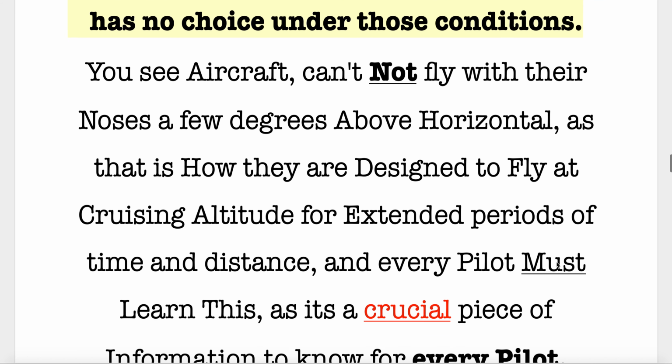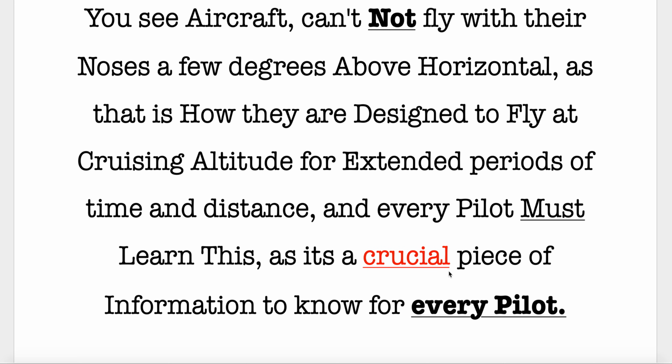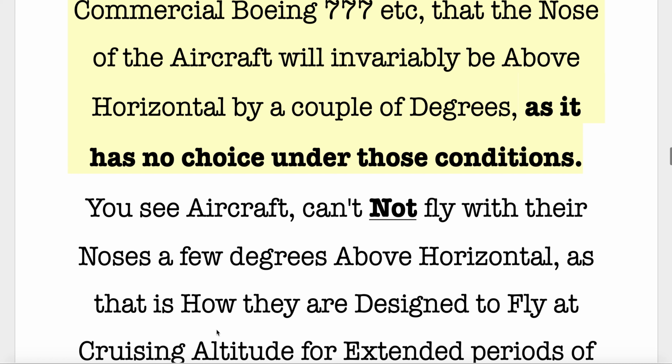And every pilot must learn this, as it's a crucial piece of information for every pilot. So every pilot has to know that the plane they fly has to fly with its nose above horizontal, because that is how lift works. Now, I've known this for years, and I've known that Wolfie has known this for years. I don't know when I learned this. It was years back. And Wolfie has known this for a long time.